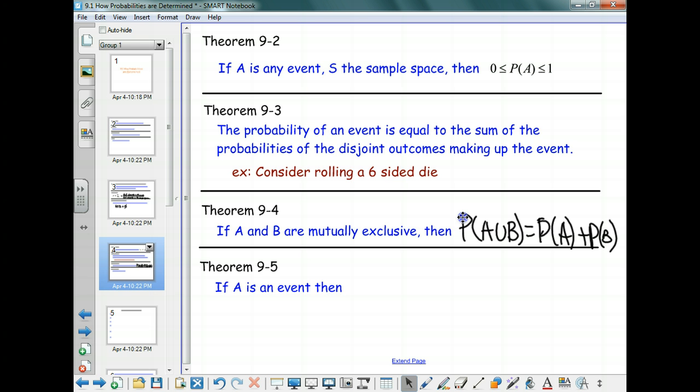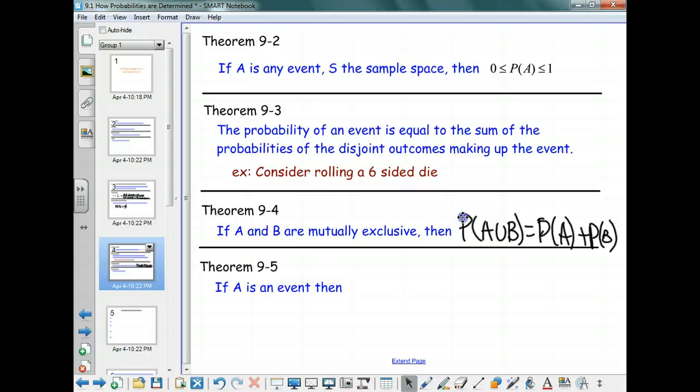Okay? So for instance, when I talk about event A being rolling an even and event B being rolling a prime number, those are not mutually exclusive. Why? Because 2 is prime. 2 is both even and prime. So the events rolling a prime and rolling an even could both happen at exactly the same time. They're not mutually exclusive. So if I have that situation, this probability formula will not work. This will only work if A and B are mutually exclusive, have nothing in common kind of events.